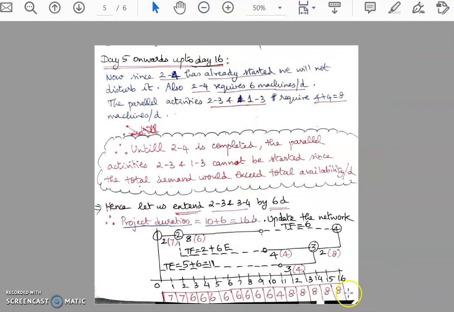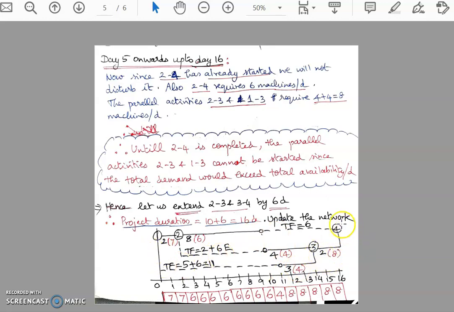Okay, so this is the square network. You see every day there is a change, and what I've done is I've shifted 2-3 and 3-4, extending them by 6 days. So I'm able to get activity 2-3 starting on the 11th day, and thereafter 3-4.